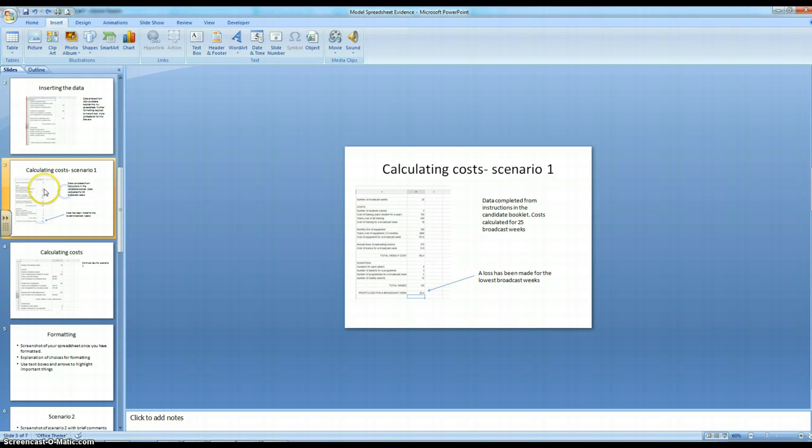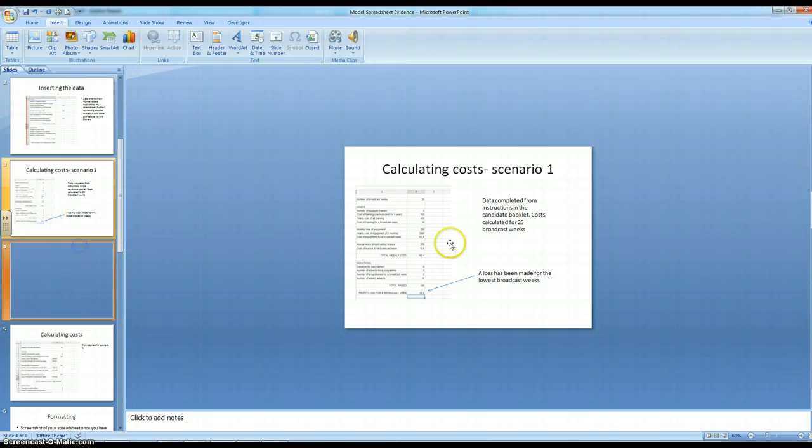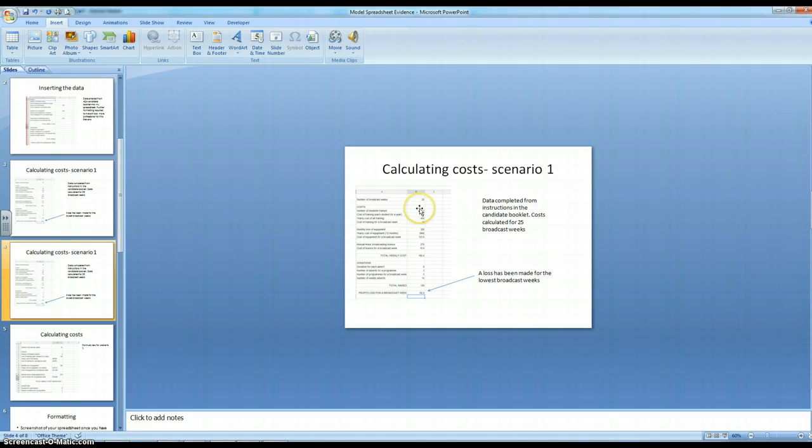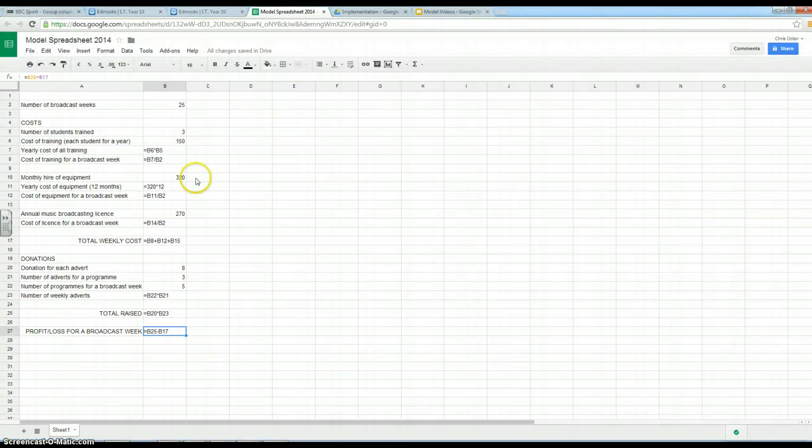So what I'm going to do is just duplicate this slide. Take out this piece of evidence. Go back to my model spreadsheet. Change my view back to the normal view from all formulae. Change the number of weeks to 30, and then we can show what's happened with number of weeks at 30. You can see that everything's been recalculated.